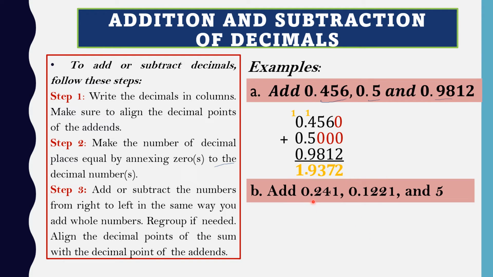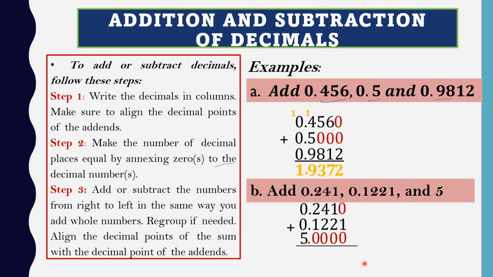Next, we have to add 241 thousandths plus 1,221 10,000ths and 5. As you can see, 5 here is a whole number. So let us first align the first two, and then for 5, since it is a whole number, its decimal point is actually here, after the number. So we will now annex zeros, step 2, for us not to be confused. Alright, so that is the result.